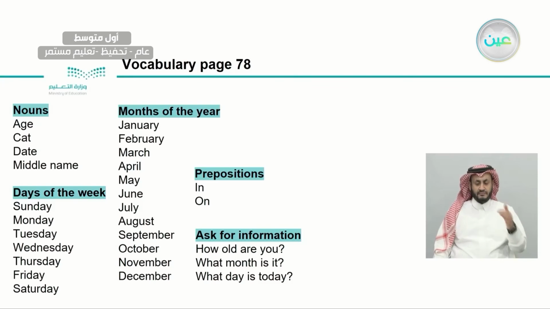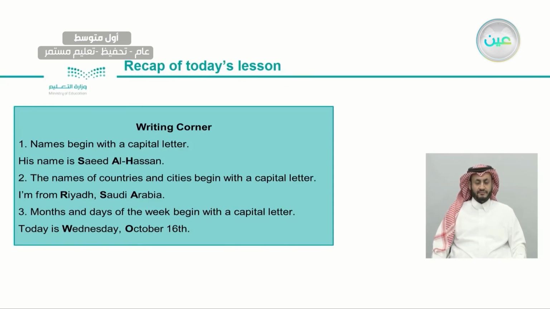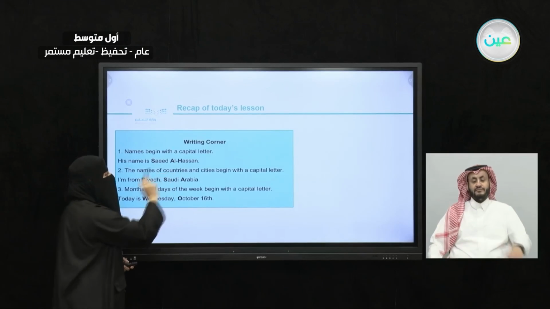Also, we learned how to ask for information, like how old are you when you ask about age, what month is it, what day is today. Okay, so let's have a recap of today's lesson. We learned that names begin with a capital letter always. His name is Saeed. I started the sentence with a capital letter, then the name capitalized, Saeed Al-Hassan. His first name, the given name, and the last name, the family name, end with a period.